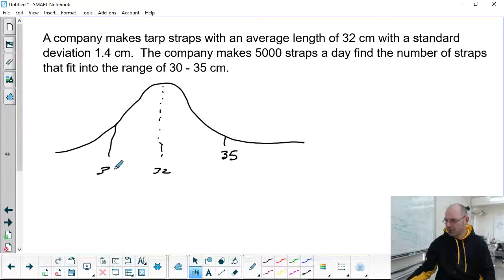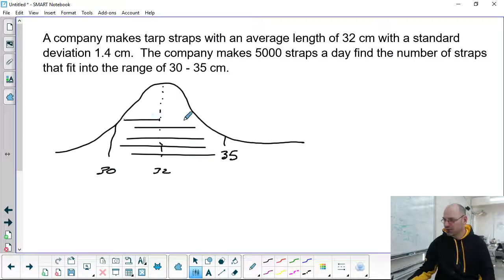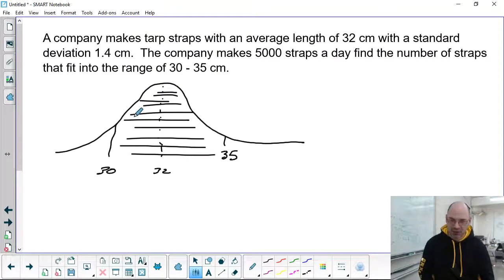And then 30 centimeter ones are going to be, and we want to find out what the percentage is of this area between those two z-scores. If we figure out that percentage of that area, we then can multiply it by 5,000 to get how many straps were made. Okay, so the first thing we're going to have to do is calculate the z-score here and calculate the z-score here.